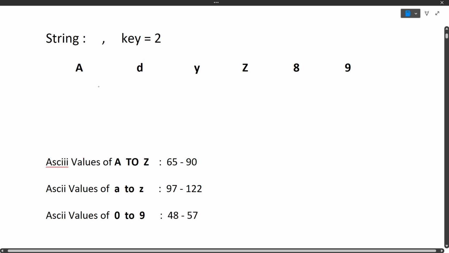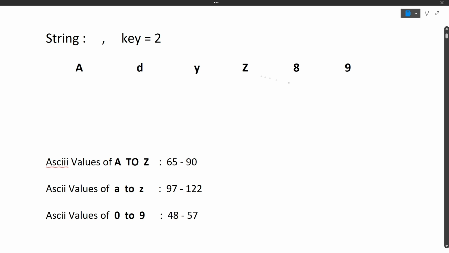Okay, so this is the input given to us: capital A, D, small y, capital Z, 8 and 9, and our key value is 2. So what is our expected outcome? Let's write it. For capital A plus 2, it will give us capital C. D plus 2 will give us small f. Y plus 2 will give us A. Capital Z plus 2 will give us capital B. 8 plus 2 will give us 0, as we discussed in the first section, the introduction, when we were reading the code. And 9 plus 2 will give us 1.